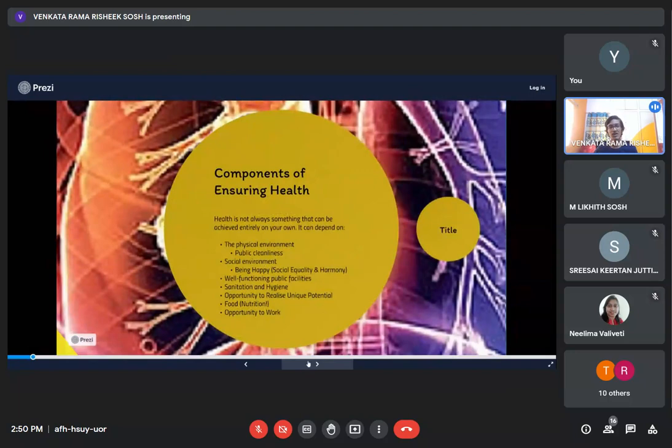Now going to the components of ensuring health. So health, sometimes you have to depend on external factors to achieve it. So the physical environment, which can depend on the social environment as well, such as the surroundings around you, are they clean, are they not polluted, and then public cleanliness, like removal of sewage and removal of garbage instead of being stagnated and sewage water being stuck on the roads.